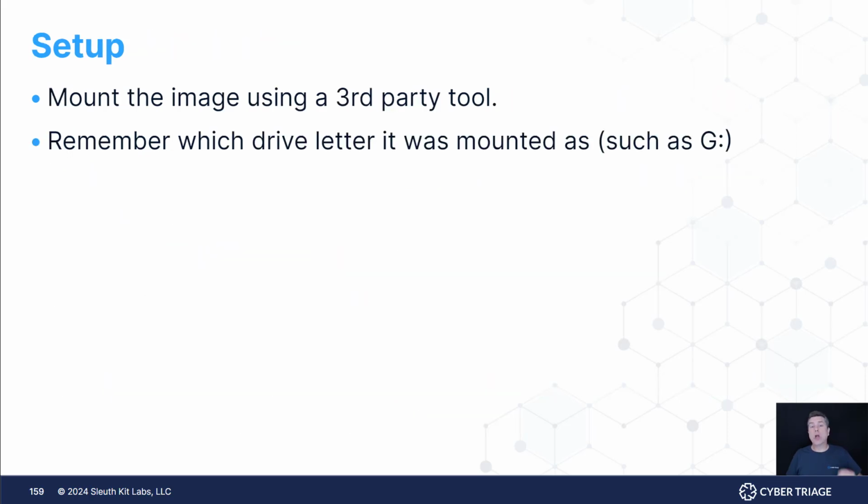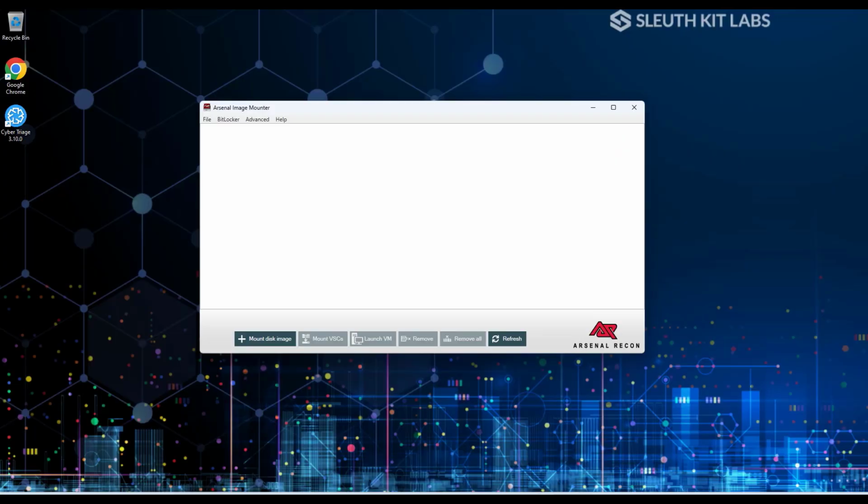In terms of setting it up, you will need to be using a third-party tool for this. One good one is Arsenal Image Mounter, and you simply open the image file in that tool, mount it, and then you'll see a number of drive letters that have been assigned. Go back to Cyber Triage and ingest it as you would a regular image. So let's, rather than me talking about that, dive into a demo where hopefully I can make a lot more sense.